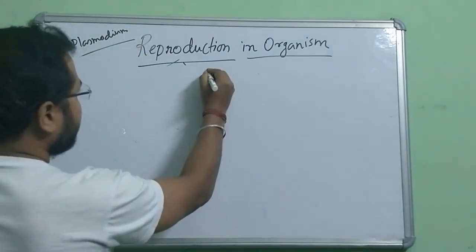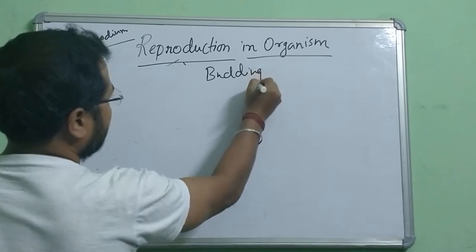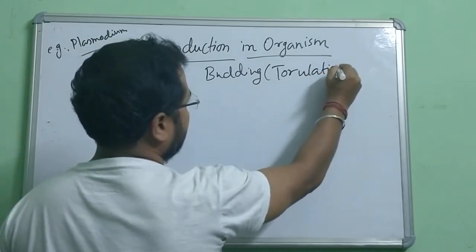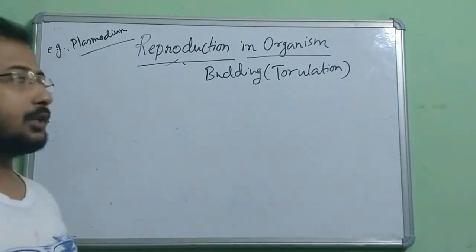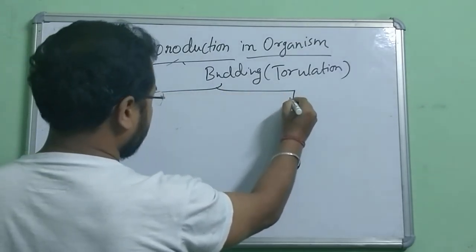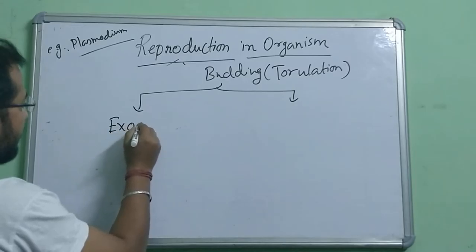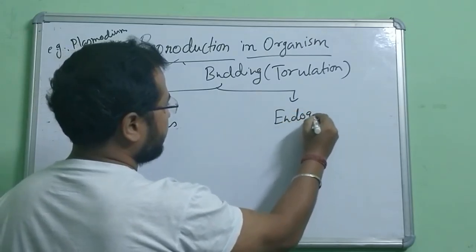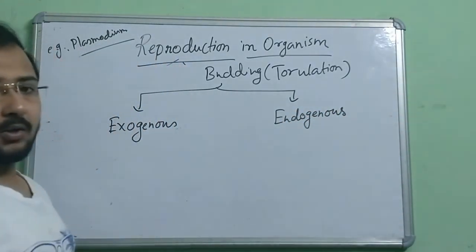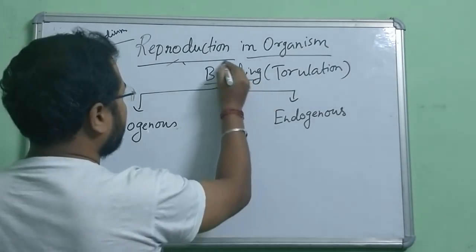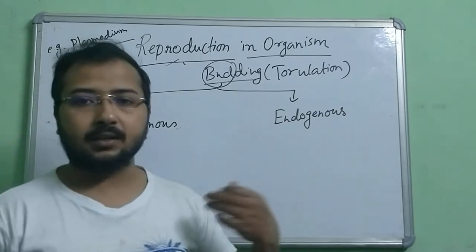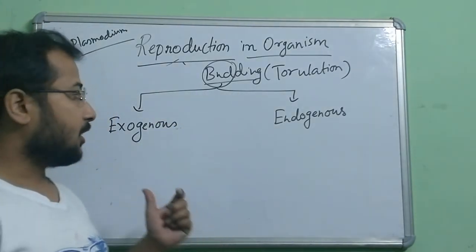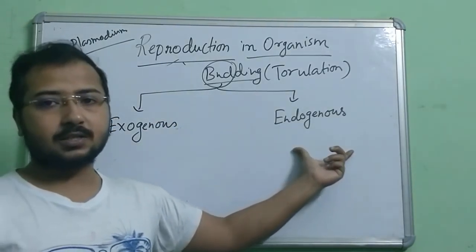Today I'm going to start with budding. Another name for budding is torulation. Budding is of two different types: one is exogenous budding, and the other is endogenous budding. The term comes from the bud, so the process of growth of the bud is the budding process.